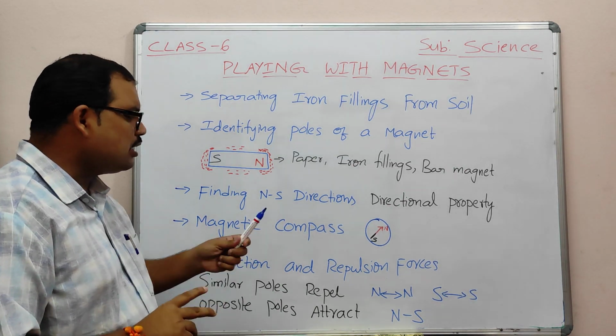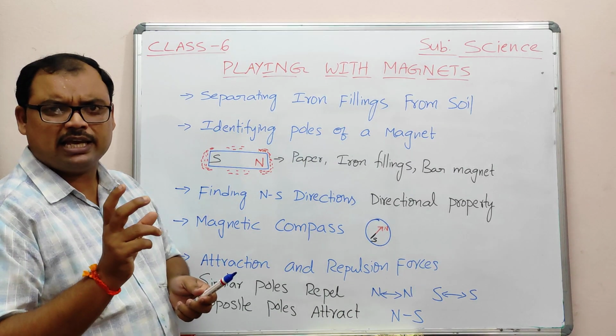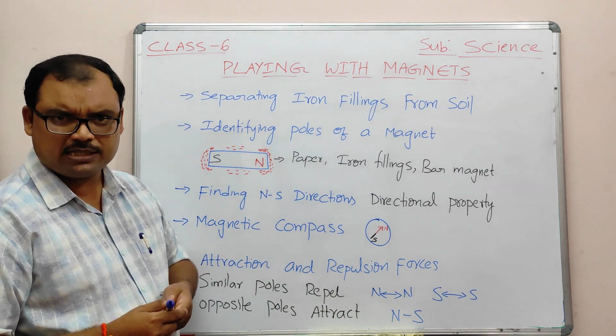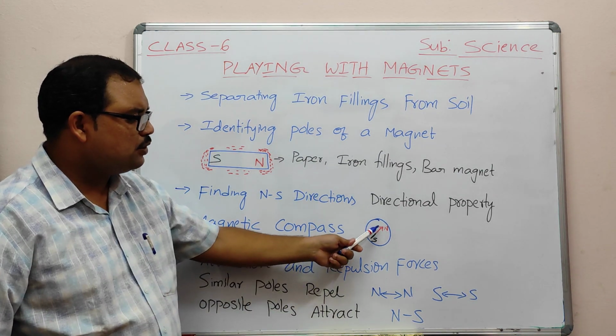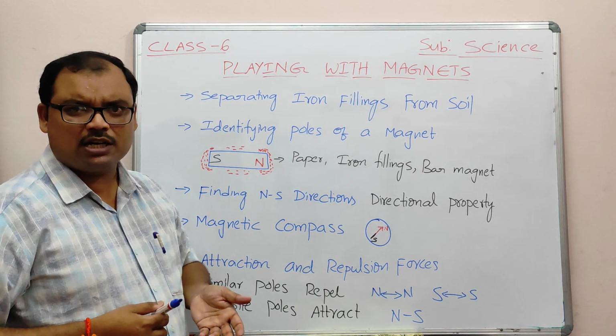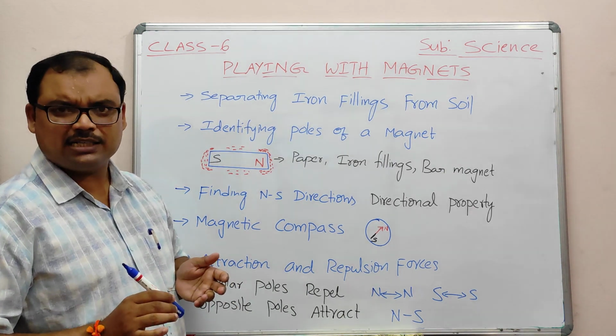Okay, now coming to the compass. You know the compass. It's a round shaped case in which a magnetic needle made of aluminium is placed. Generally the end towards the north pole is made red for our identification. This is used for what? To know the directions, right?